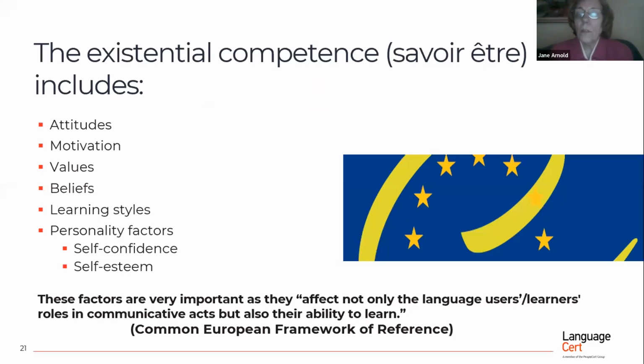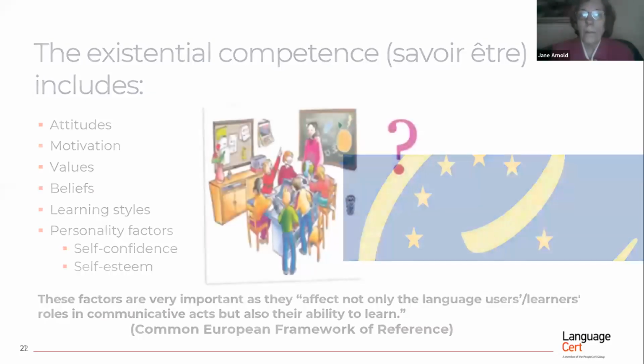And this is also a point in the very important European document, the Common European Framework of Reference, where they discuss the competences that need to be dealt with. And the existential competence includes all of these things which are very related to affect. And it states explicitly, these factors are very important as they affect not only the language users, learners' roles in communicative acts, but also their ability to learn.